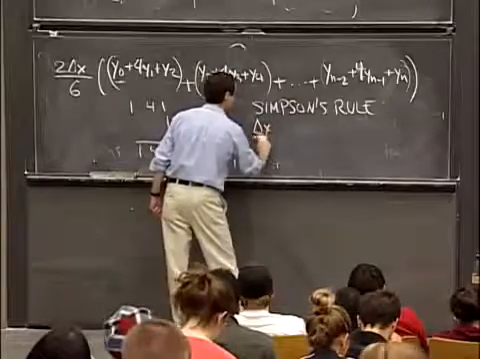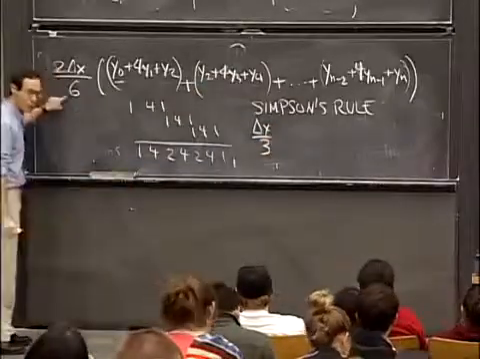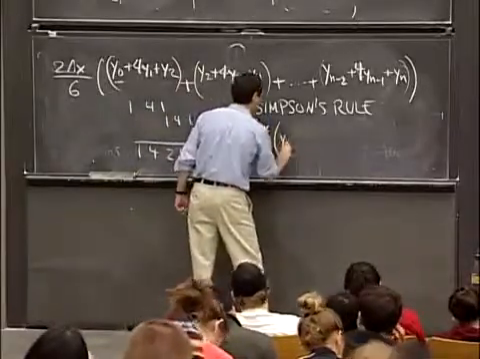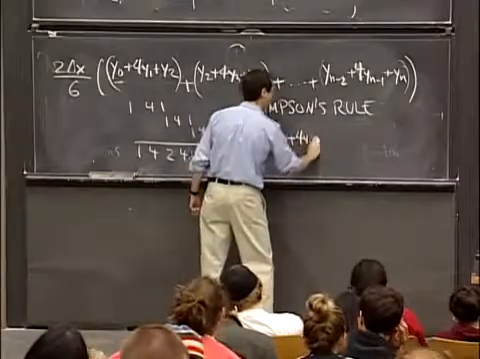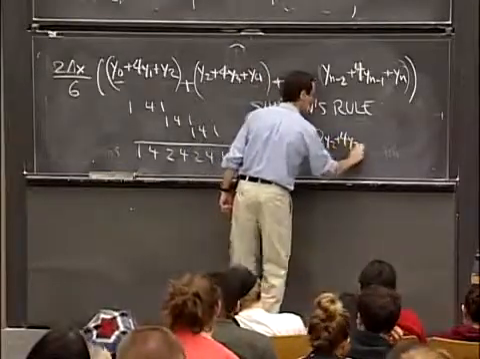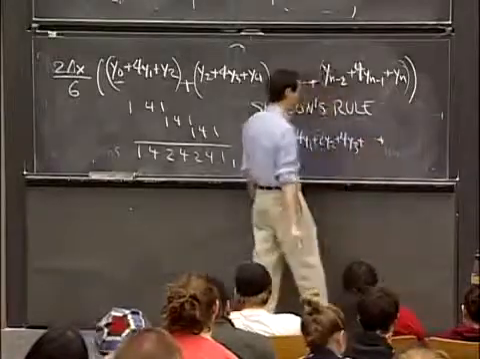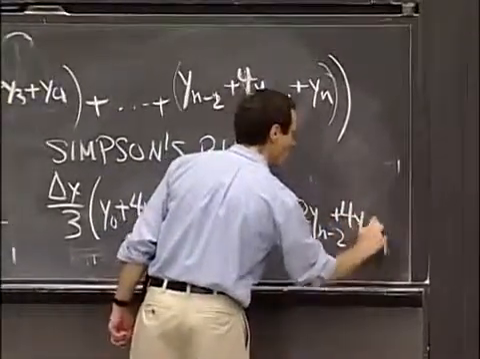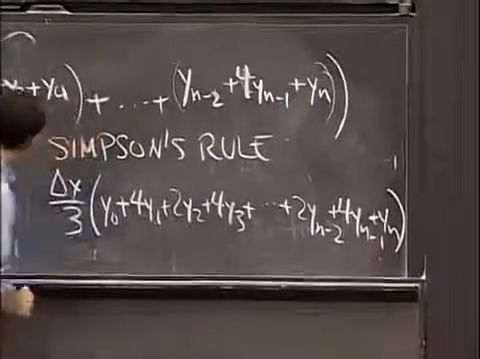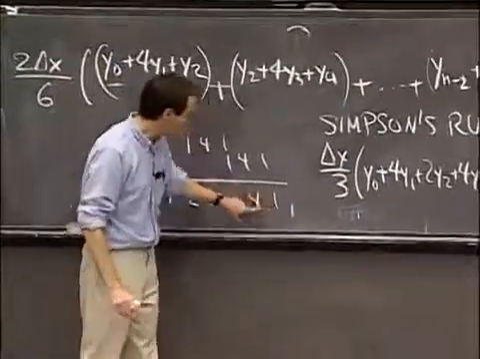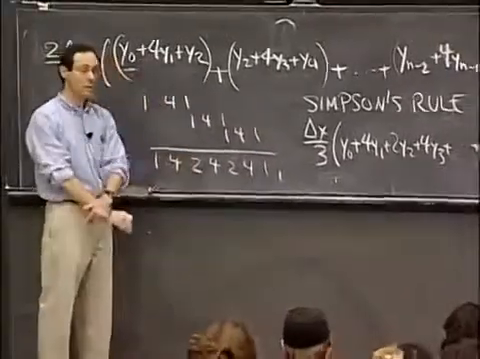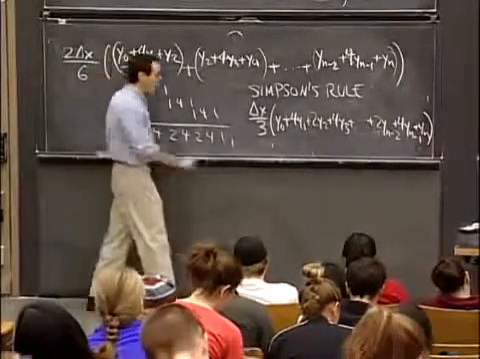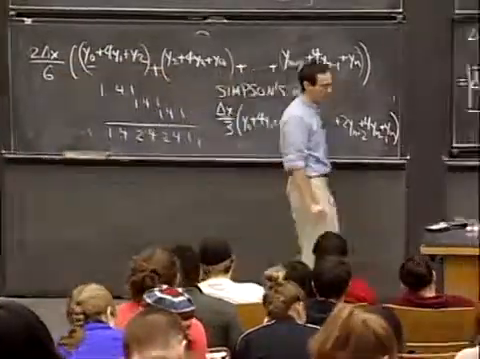is delta x divided by 3. I have now succeeded in canceling this 2 with this 6 and getting out that factor of 2. And then here I have y0 plus 4y1 plus 2y2 plus 4y3 plus, it keeps on going. And in the end, it's 2yn minus 2 plus 4yn minus 1 plus yn. So again, a 1 and a 4 to start, a 4 and a 1 to end, and then alternating 2s and 4s in the middle. And this weird weighted average is way better, as I will show you next time.